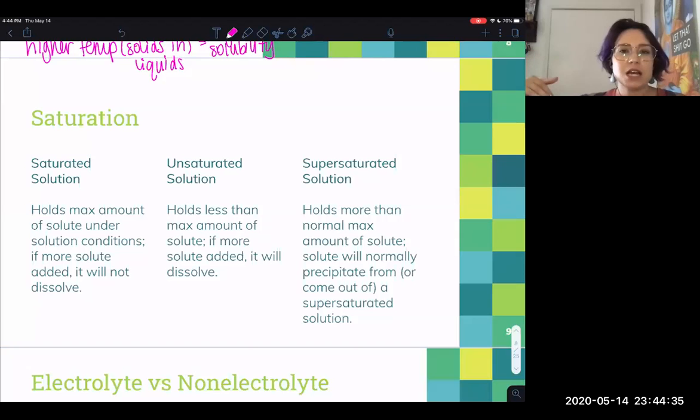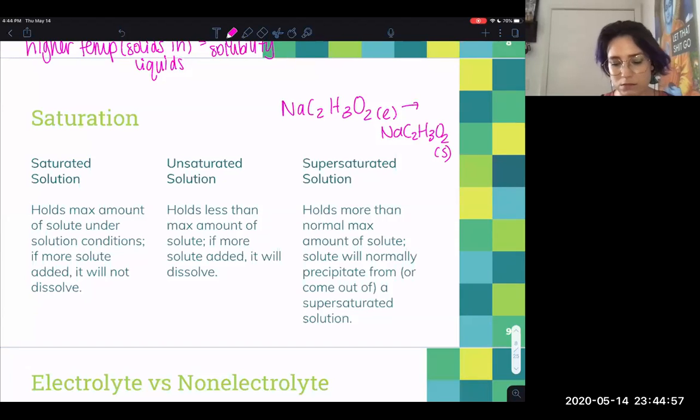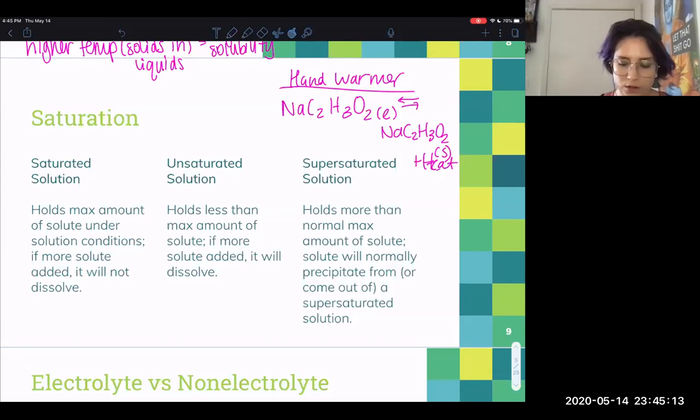And then if I want to reset it, I put energy back in and it turns it back into a liquid again. But how do I make that solution? Yeah, so it's the same thing. It's just sodium acetate liquid turning into sodium acetate solid. That's it. And it's exothermic, so the heat would be on the product side. And so to reverse that reaction, it's reversible, you would just add the heat back in and it would turn it back into a liquid.